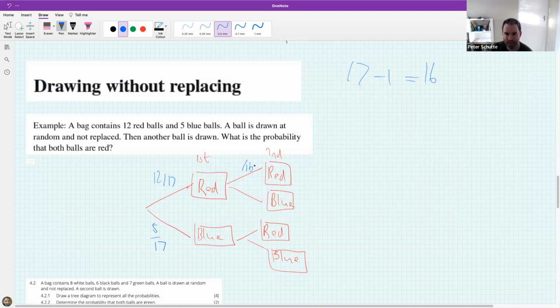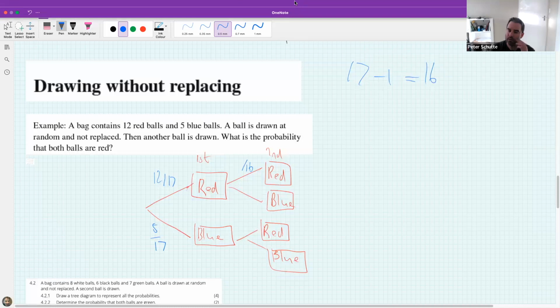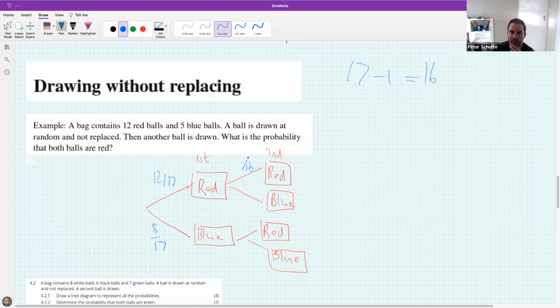Give me a thumbs up if you get the idea of why it must be 16 if you're not replacing the ball. Now, if you drew a red on your first go, how many reds are there left to choose from in those 16 that are left in the bag? How many reds are left? If you chose a red the first time, you had 12 to start with. So actually, reds are going to be 11 out of 16. And that's the sneaky bit. Can you see how it went down by 1 and down by 1 here?